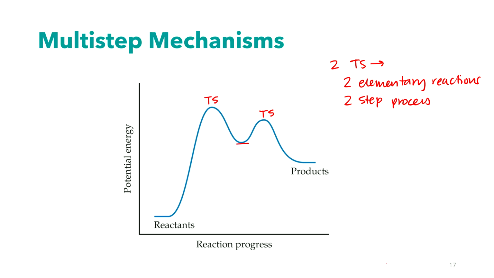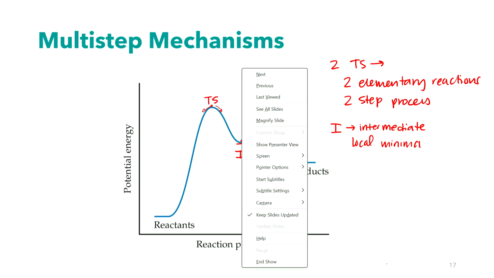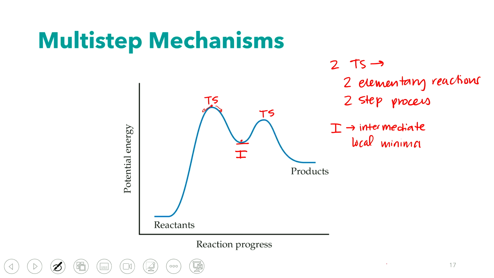This point here is a new term that we need to acknowledge. That is an intermediate. All right? It is a local minima. It's not the lowest point on the graph, but energy goes up on either side, meaning it's stable. In theory, I could trap that intermediate. I can't trap the transition state because on either side energy goes down. Nothing's going to sit there, but something could sit here, and I could, in theory, study that intermediate.